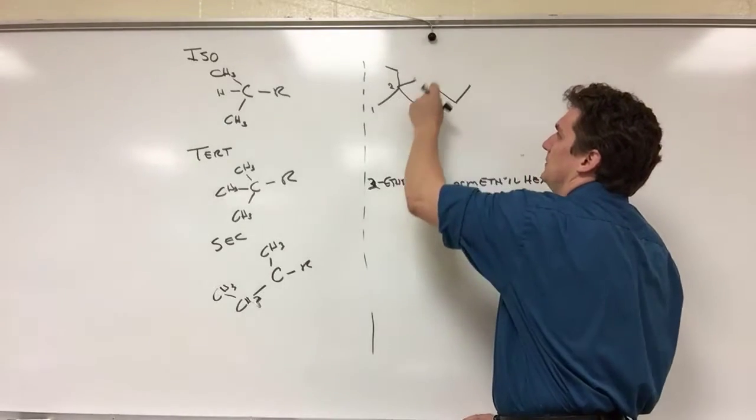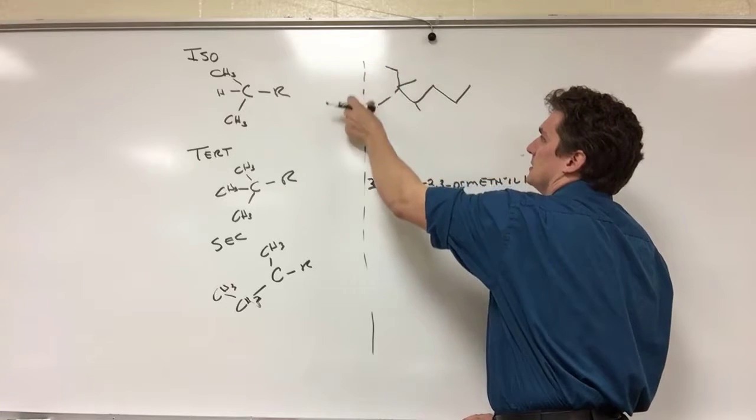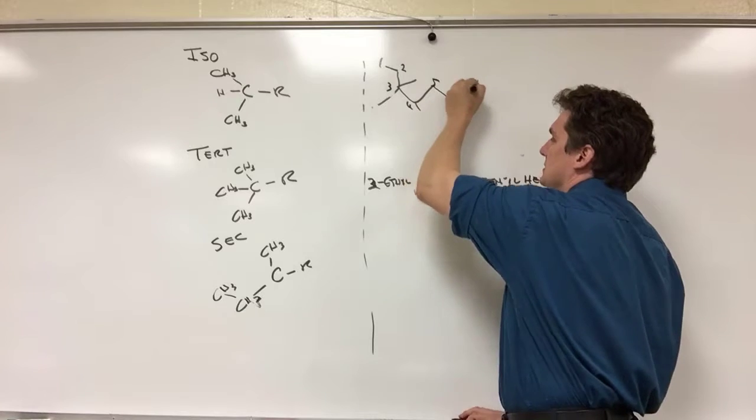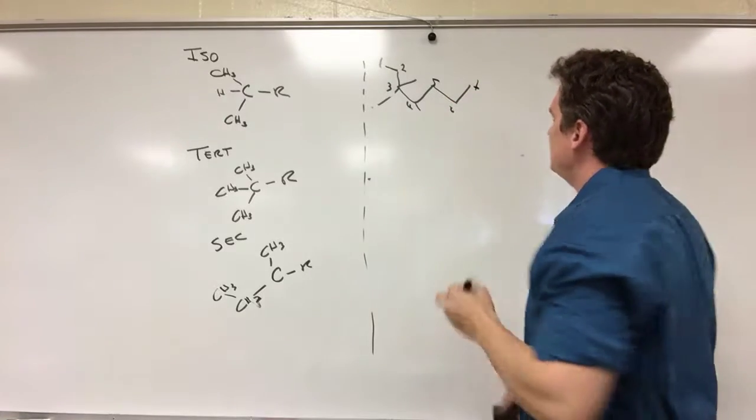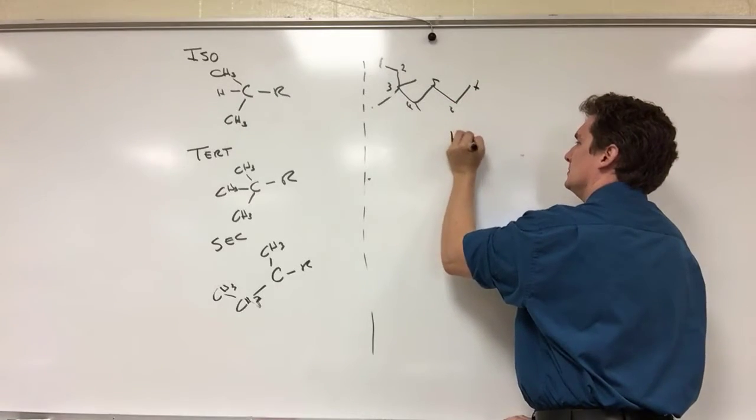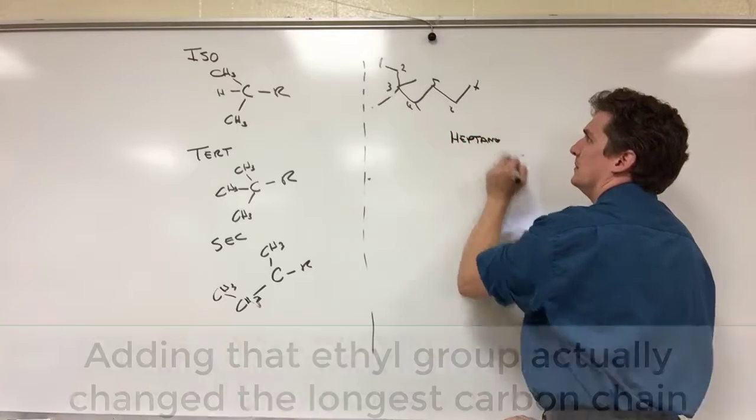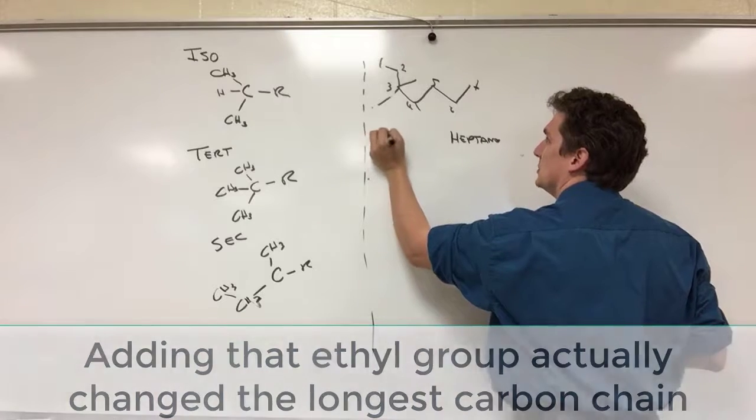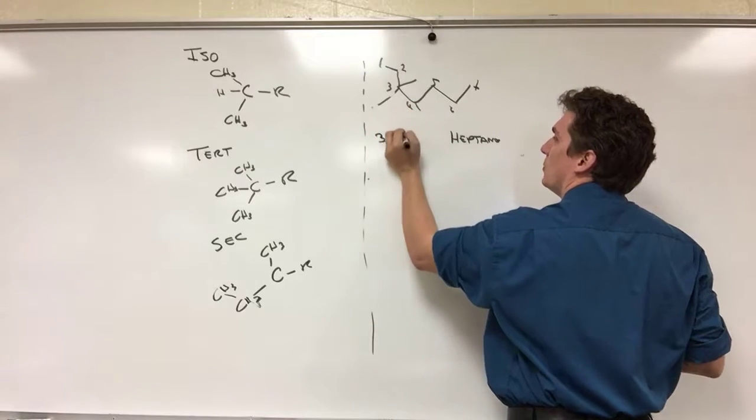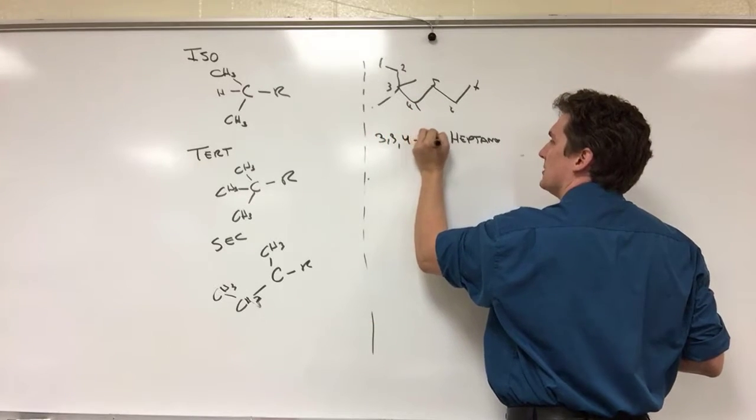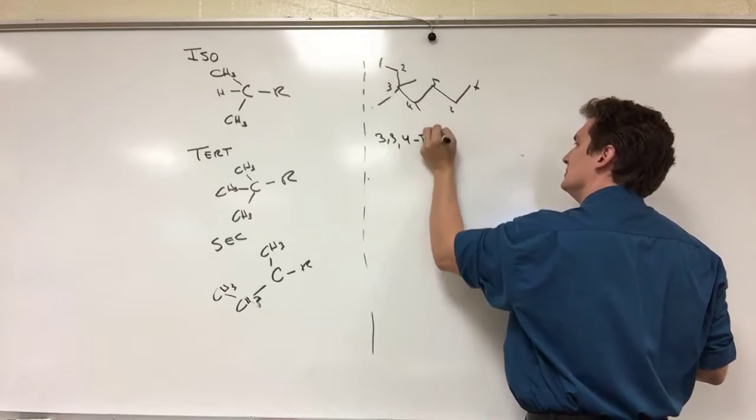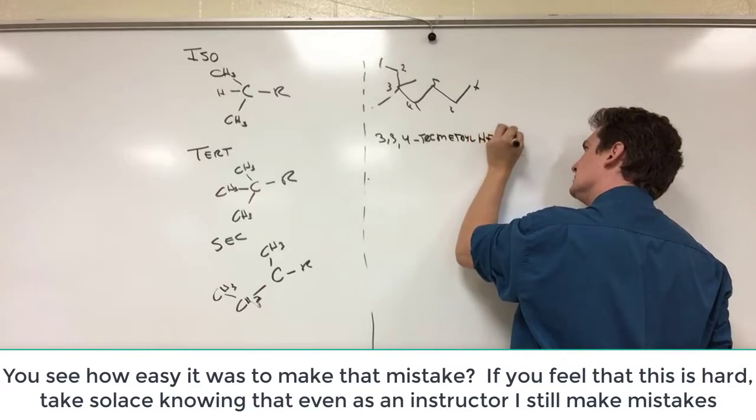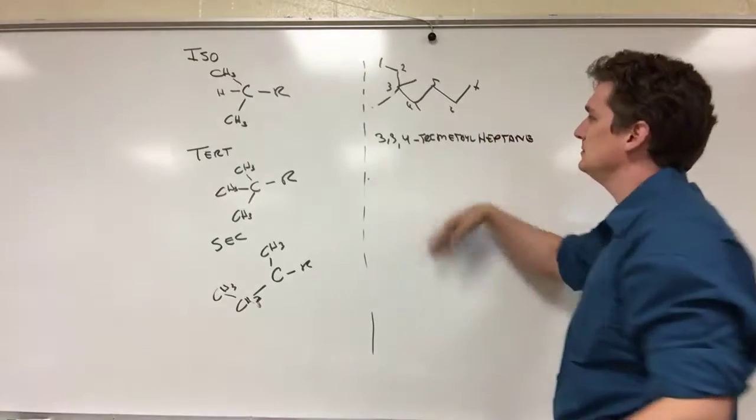It's 1, 2, 3, 4, 5, 6, 7. So 1, 2, 3, 4, 5, 6, 7. So actually it's heptane. And we have 3,3-dimethyl, 3,3,4-trimethylheptane.